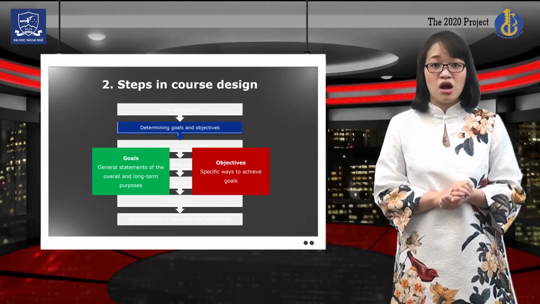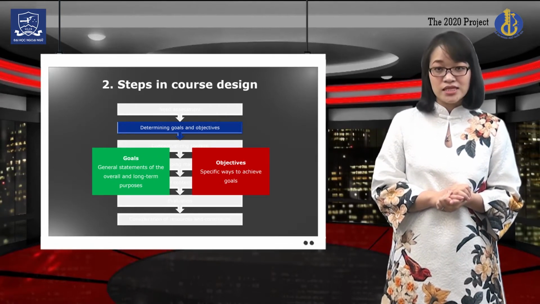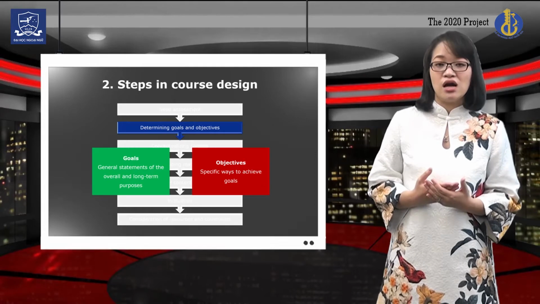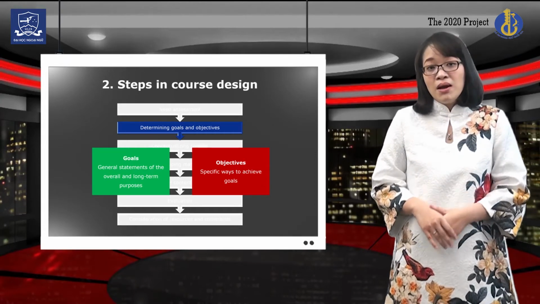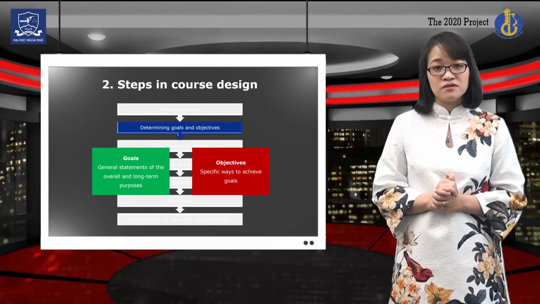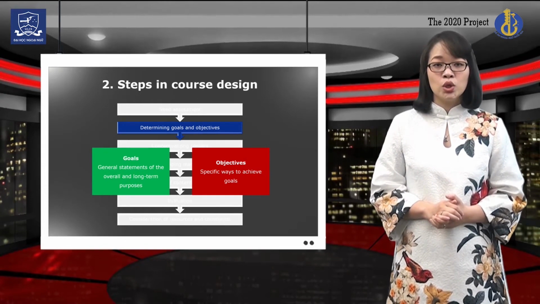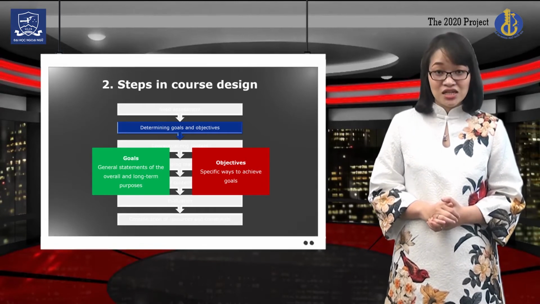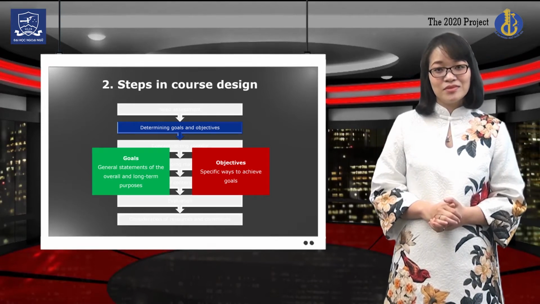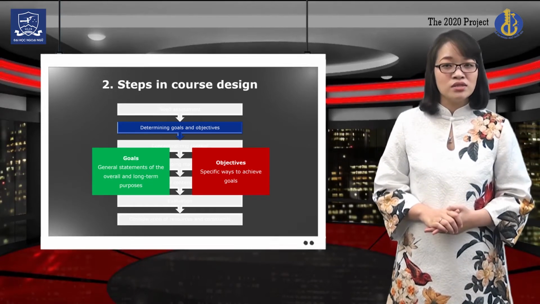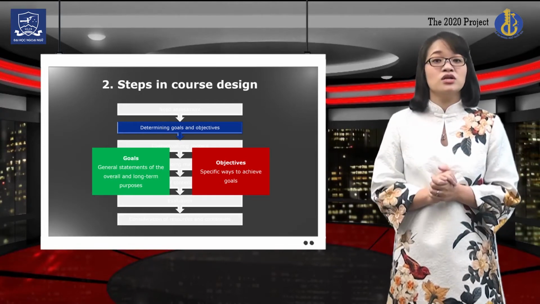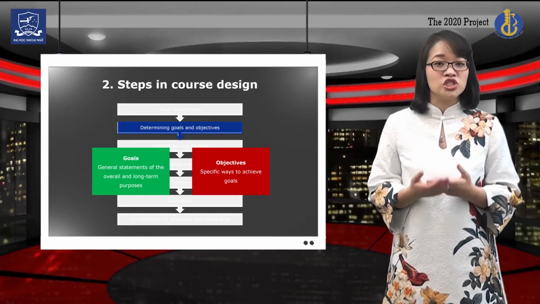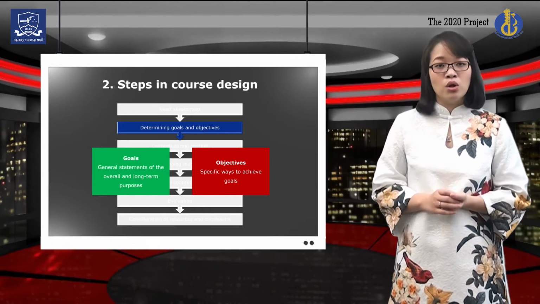Why is setting goals and objectives important? Firstly, it provides a sense of direction and coherent framework for the teacher in planning the course. By breaking goals down into specific objectives, the teacher can conceptualize the course as teachable chunks and choose the appropriate contents and activities for the course. Secondly, determining goals and objectives provides a framework to evaluate an activity's effectiveness, to see whether it helps learners achieve or make progress towards the goals and objectives.